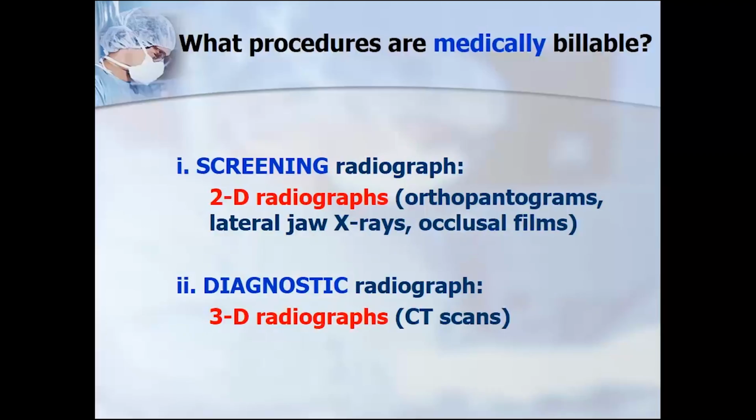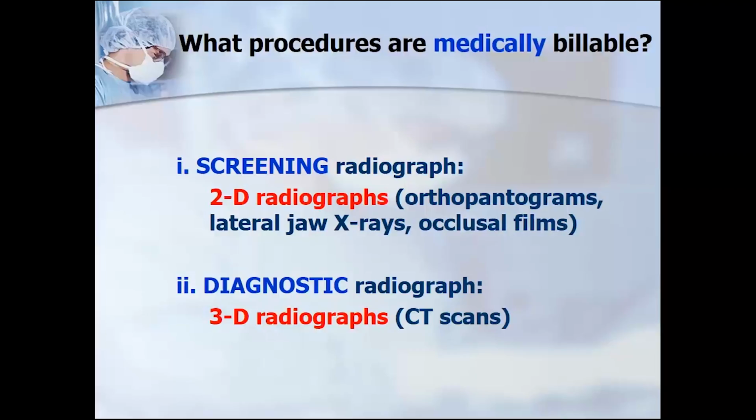What types of screening radiographs do we take in the dental office? Orthopanograms. Remember, that's the term for what you call a Panorex, which is a brand name. So orthopanograms, lateral jaw x-rays, occlusal films. So any two-dimensional radiograph where the majority of what you see is structures other than teeth. And then diagnostic radiographs. Diagnostic radiographs are the three-dimensional ones, the CT scans, where we're taking serial cuts through the jaw.